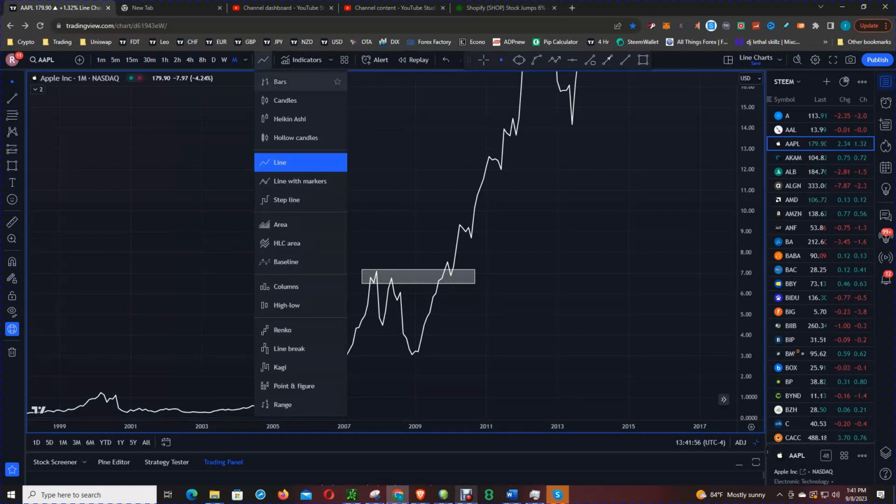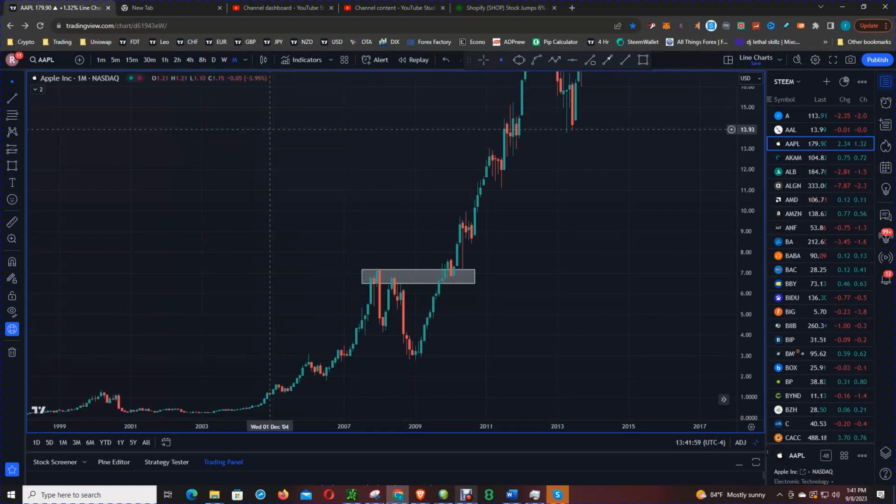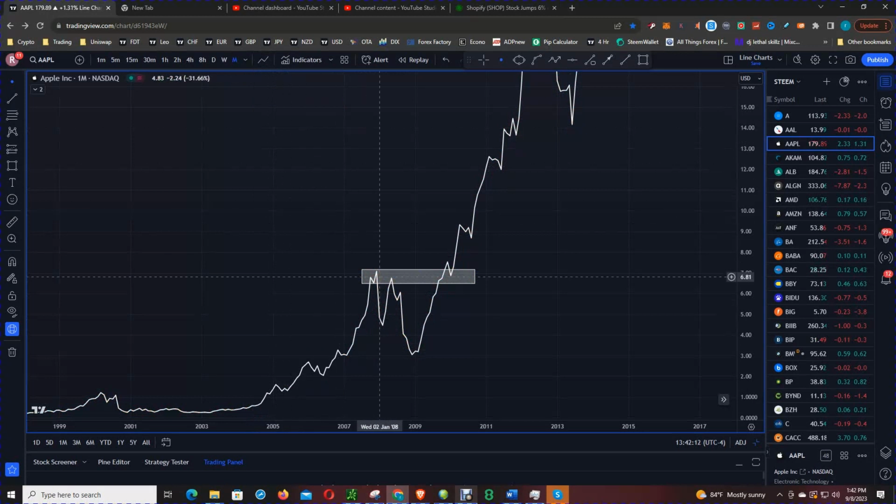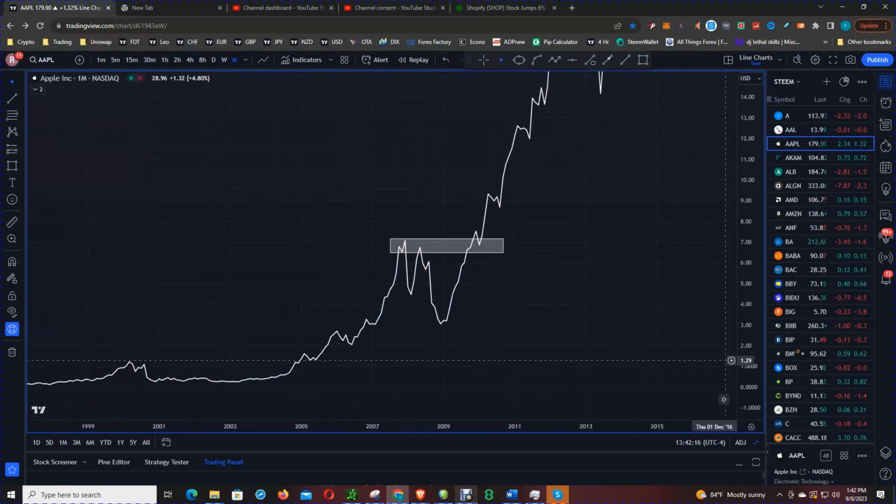And if we put on our candles, we'll be able to see that, right? Rally in price, base, drop. What happens when price comes back to that level? It drops. All right. Now, here's another one.